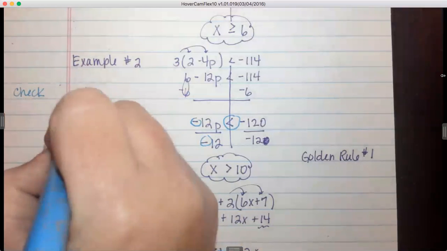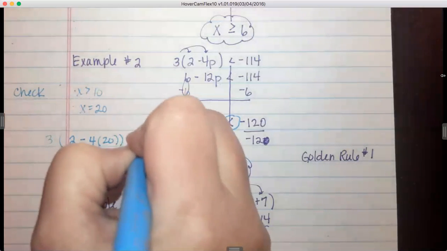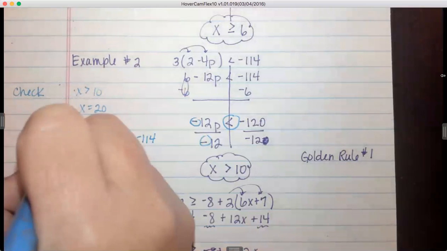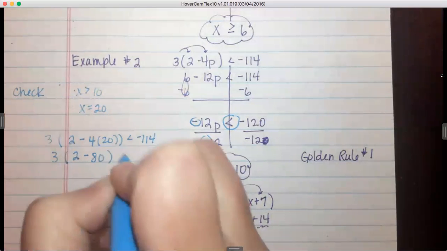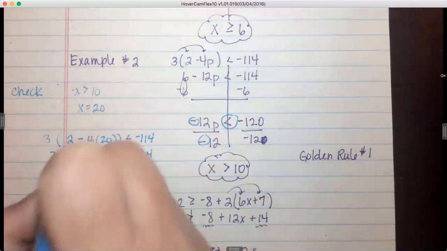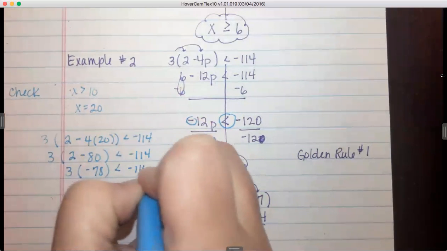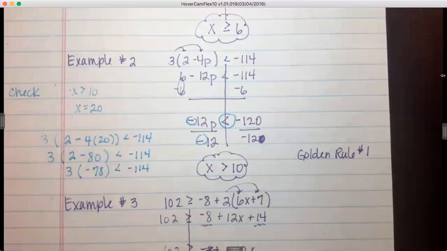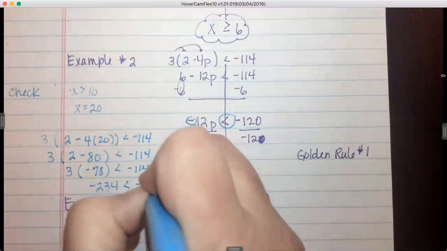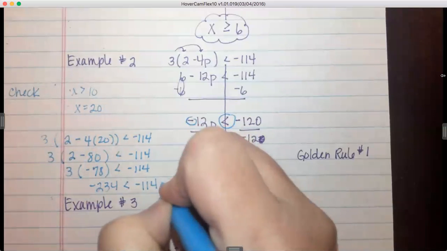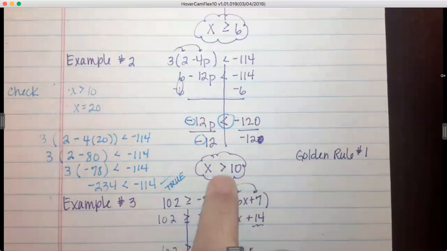3 times 2 minus 4 times 20 is less than -114. So I got 3 times 2 minus 80 is less than -114. 3 times -78 is less than -114. -78 times 3 is -234, which is less than -114. That is a true statement, okay? When it is a true statement, you know that you have done this right.